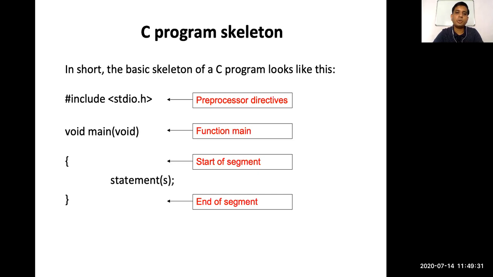Next is void main or int main. You can use void main or int main here. Generally in Turbo C you use void main.